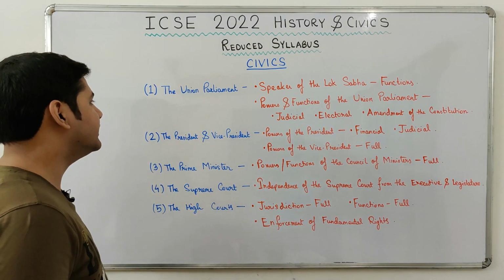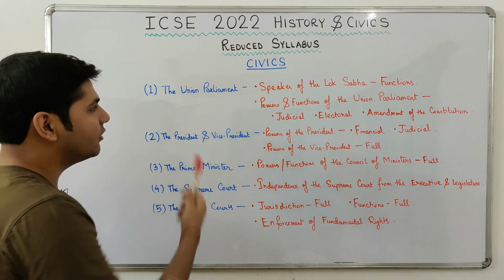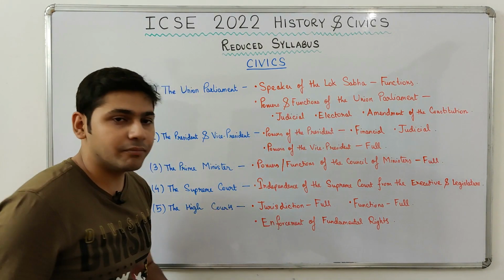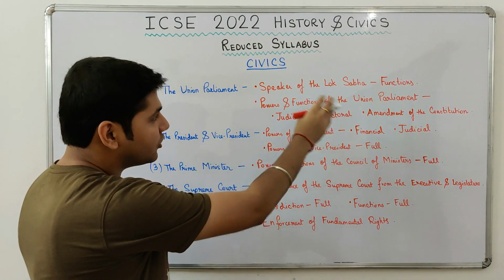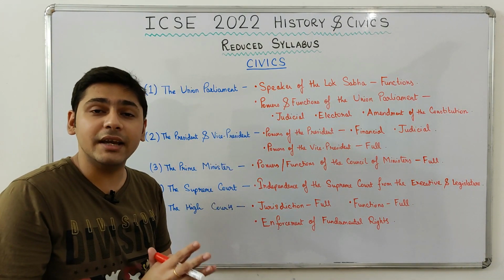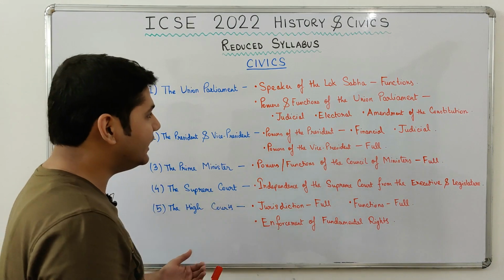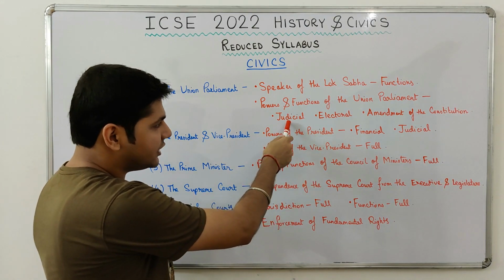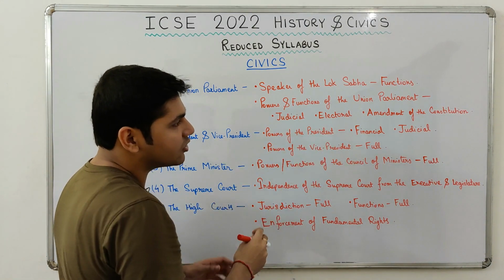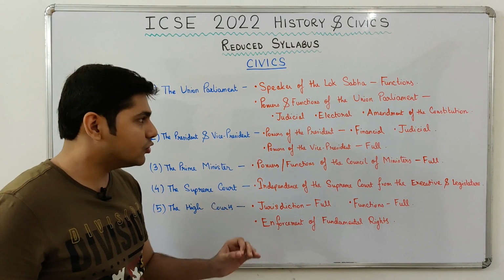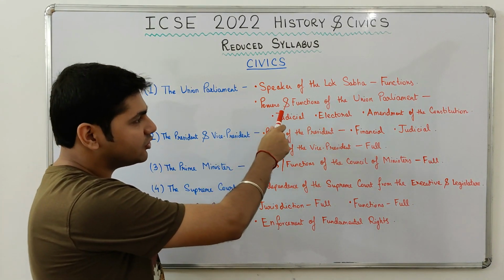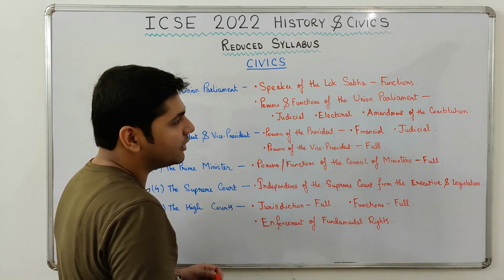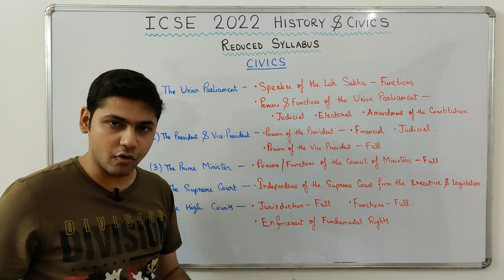From the first chapter of civics, that is the Union Parliament, from the section of Speaker of the Lok Sabha, the functions have been removed. That means the functions of the Speaker of the Lok Sabha has been removed. Secondly, from powers and functions of the Union Parliament, the judicial, electoral and amendment of the Constitution have been removed. So, from the powers and functions of the Union Parliament, the judicial power, the electoral power and the amendment of the Constitution have been removed.